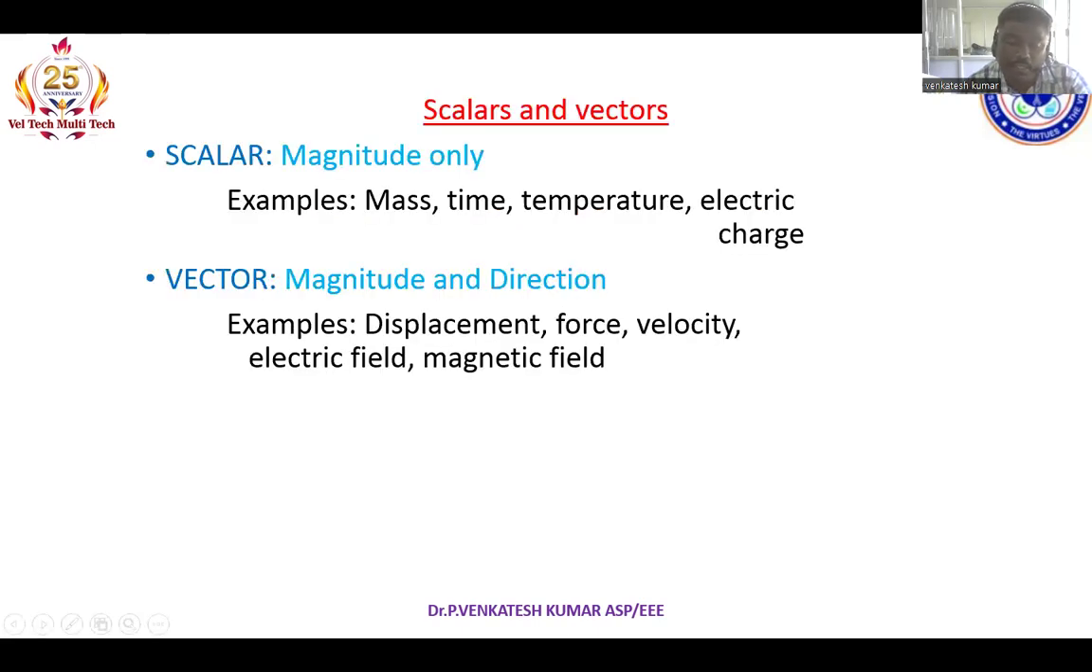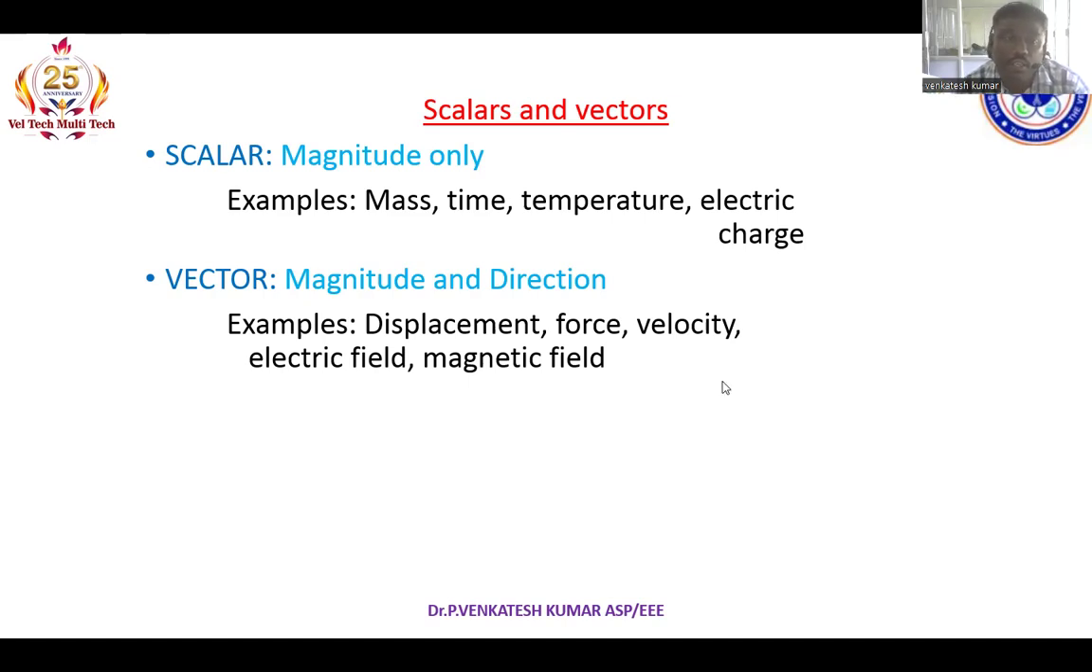So what is a scalar? Scalar is just a quantity. Simply said, scalar is a magnitude. The scalar represents only magnitude. Examples are mass 10 kg, time 10 seconds, temperature 10 degrees Celsius, electric charge, or DC voltage. These are examples of scalar quantities.